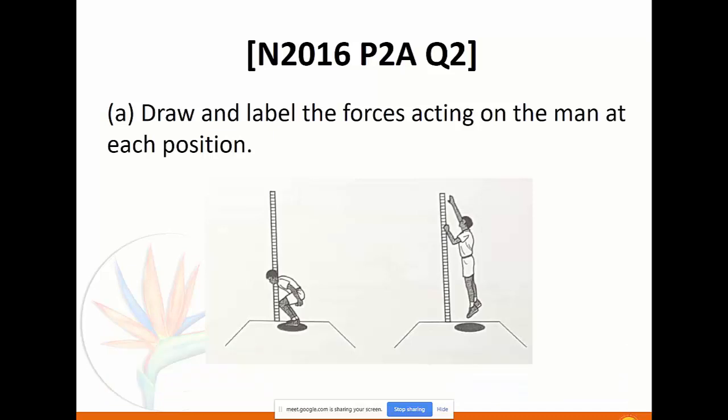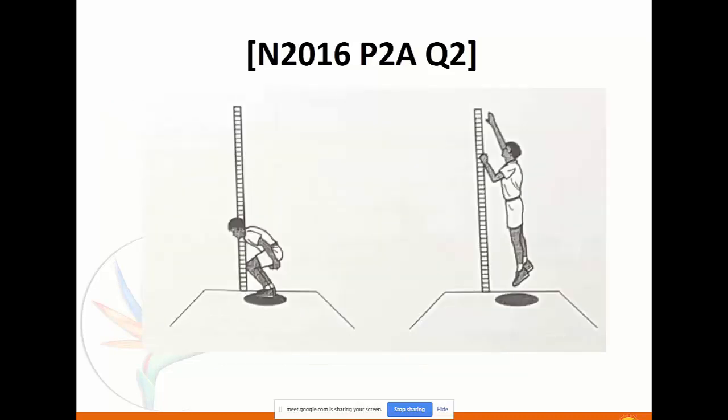Then very typically, the next question in A, you ask you to draw and label the forces, right? So you need to label the diagram on the left and the right. How many forces are acting on the position on the left? 2. Okay. So they say we are using the free body diagram that you learned in Sec 2 or Sec 1.